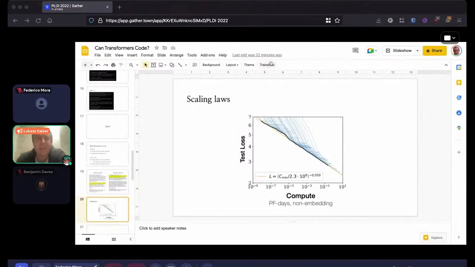And this has been verified by a number of groups. A lot of people have tested this. These scaling laws are very good for two things. For one, they're very good to convince people that they should pay money for scaling up, because you show them, look, if you scale up, we will be better, right? The loss will go down.